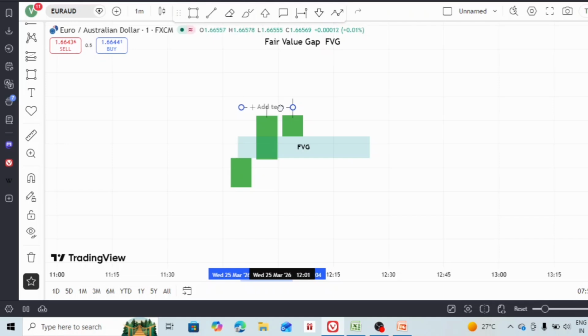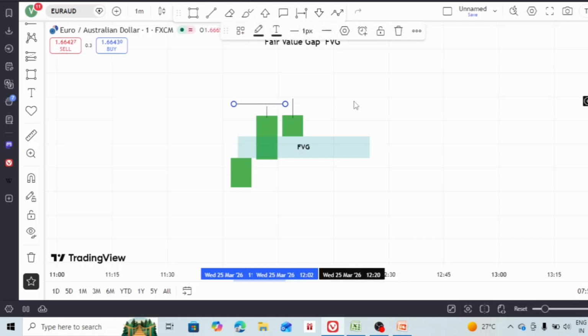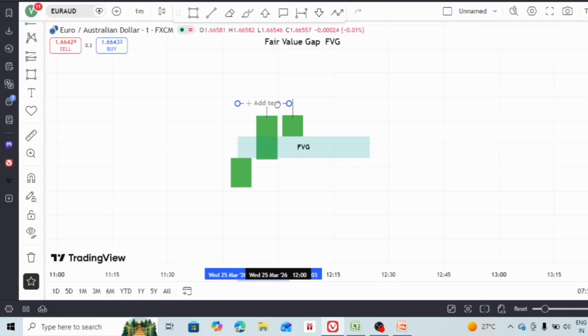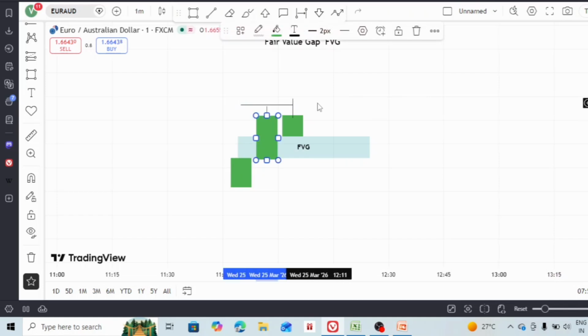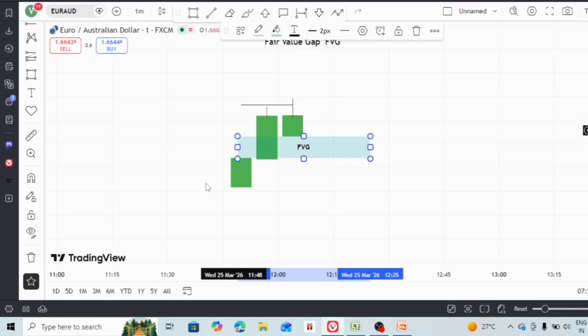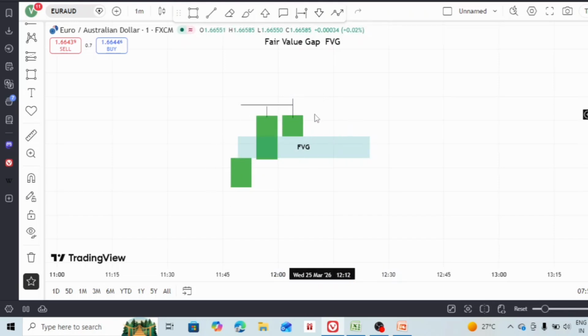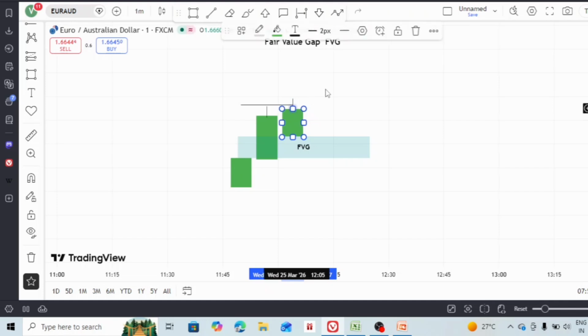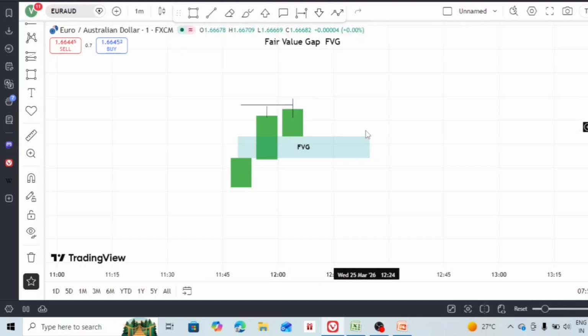If there is a gap like this, where the previous candle has been broken by the wick of the candle, so there is a gap between these three candles, this is the fair value gap. If it has been broken by the body, we have another term, which we will discuss later. If it is broken by the wick, we call this the fair value gap.